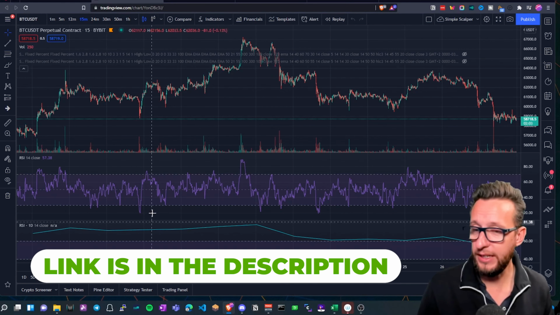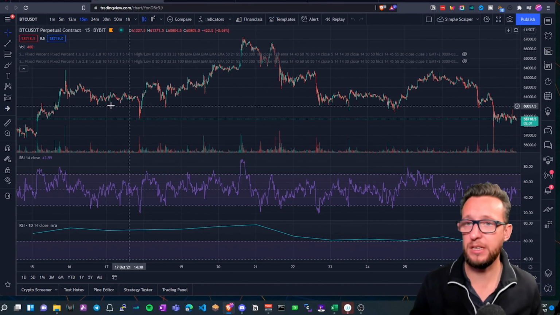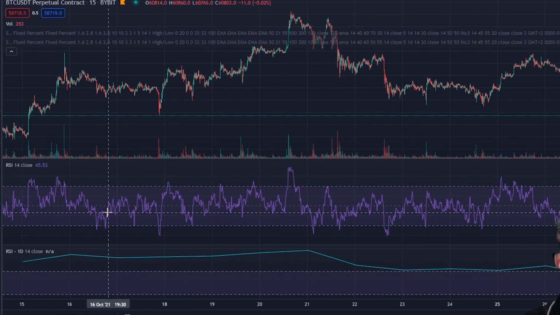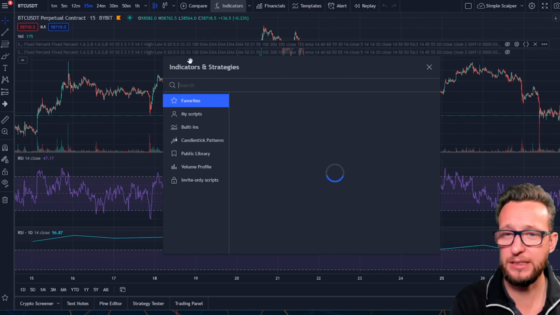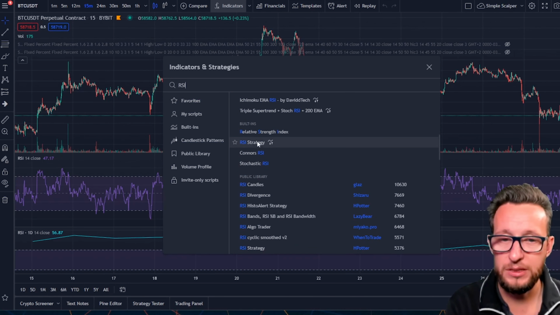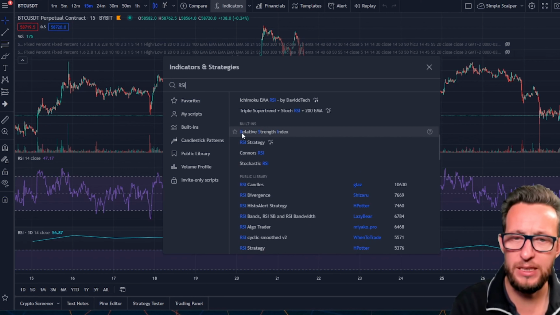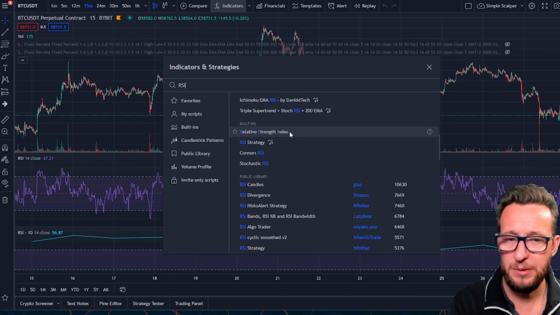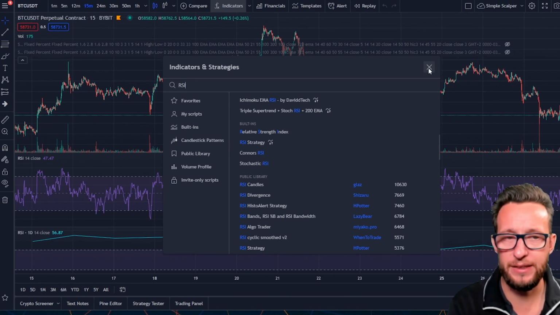Okay, right. First things first, we're going to be adding two indicators which you'll see here. This is the RSI, which is the relative strength index. To add that, we go up here to indicators and we type RSI, and then you scroll down. You won't have all of these scripts, but it's one that's under built-in, and it's the relative strength index. Now we're going to click that twice, and that's going to add the relative strength index to our chart.